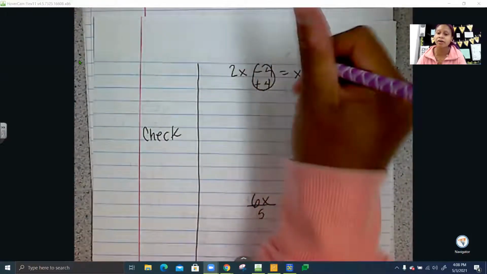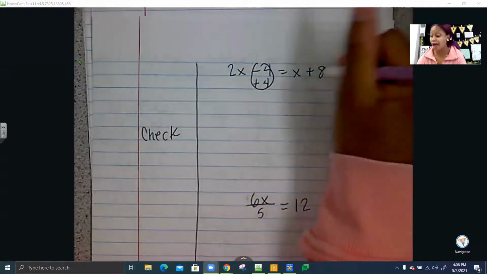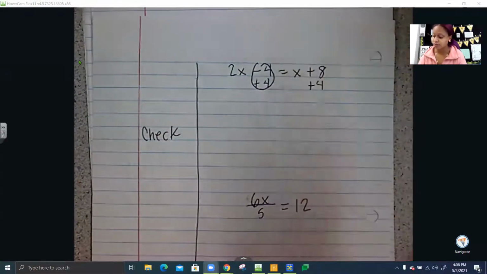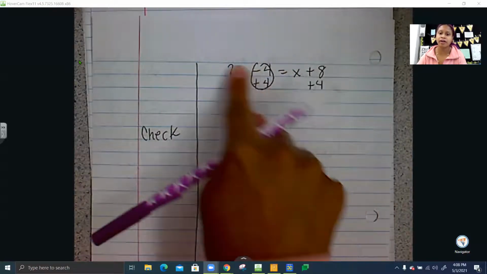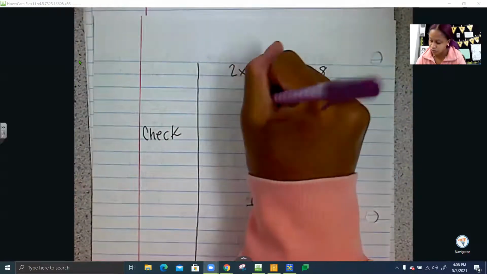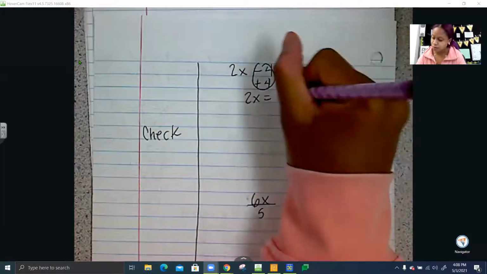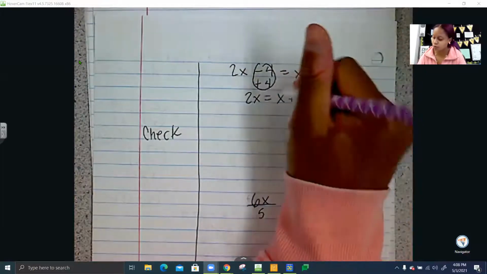That makes a 0 pair. Whatever you do to one side, you have to do to the other. So I'm going to add 4 on the other side. Since that made a 0 pair, I was just left with 2x equals x plus 8 plus 4 is 12.